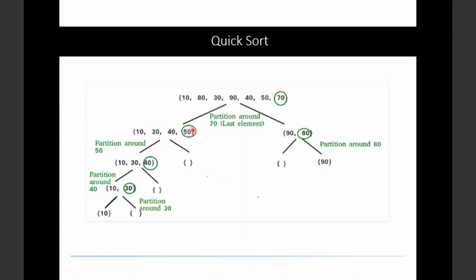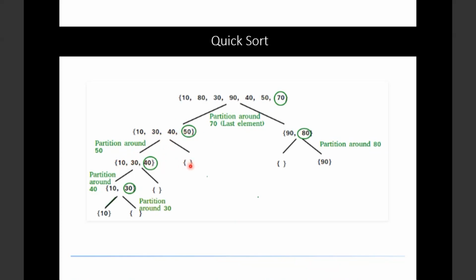For the left group now, we take this 50 as its focal point. So we need to do a partition around this 50. Check one by one. 10 is smaller than 50, so this 10 will go to the left group. 30 is smaller than 50, so it goes here. 40 is also smaller than 50, it will go to the left group. There is no group to the right.